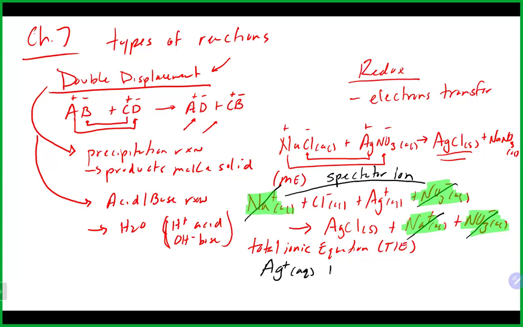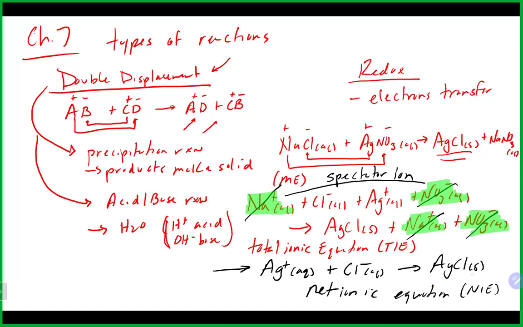In this case, it would be the silver plus the chloride coming together to make our silver chloride solid. This is really the reaction that's actually taking place when you mix those two reagents of sodium chloride and silver nitrate. This is known as the net ionic equation, and it basically tells you exactly what's happening in this reaction.